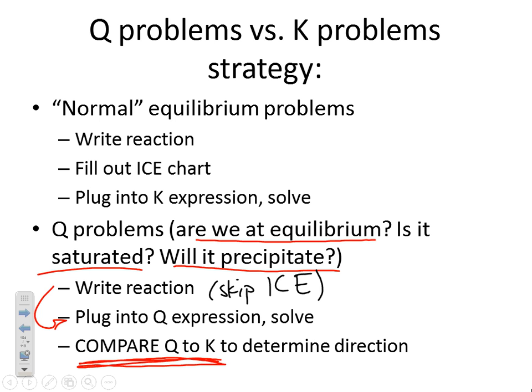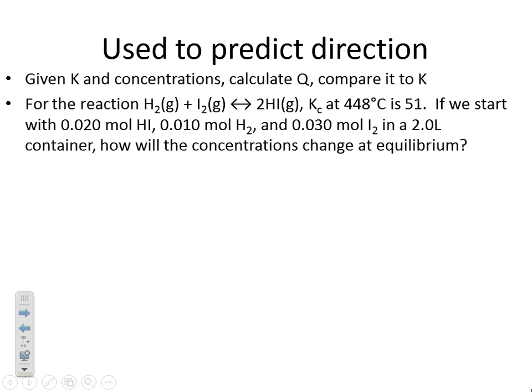Compare the value of Q to the value of K, and based on what we talked about in the previous slide, think what direction will the reaction have to proceed in order to get to equilibrium. So with that in mind, we have a question like this, which gives us a reaction, and notice by the way, it gives us starting amounts. It says, how will the concentrations change at equilibrium? So this implies that we are not actually at equilibrium, so we want to treat this as a Q problem.